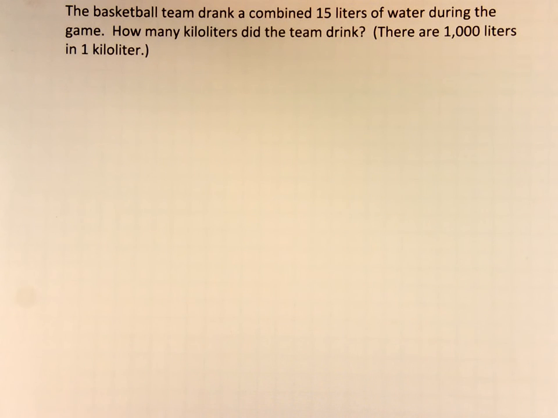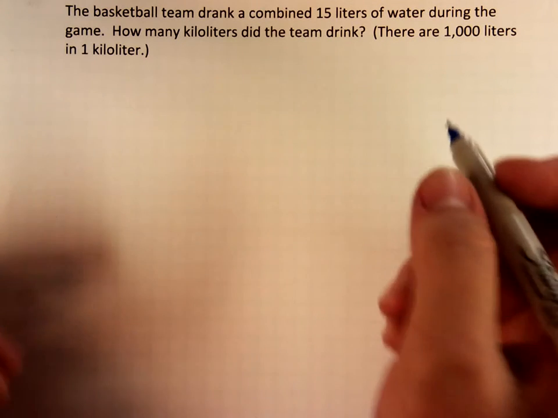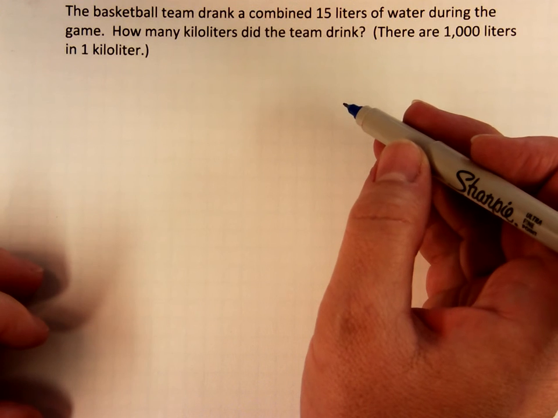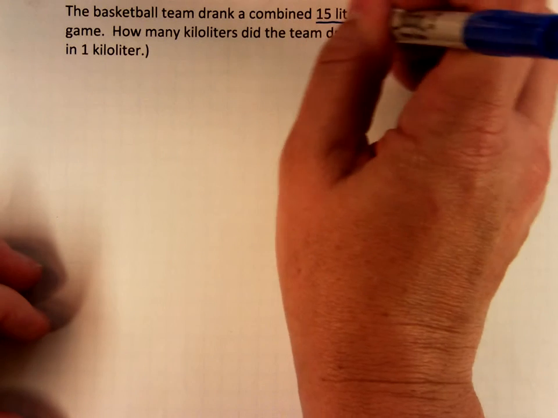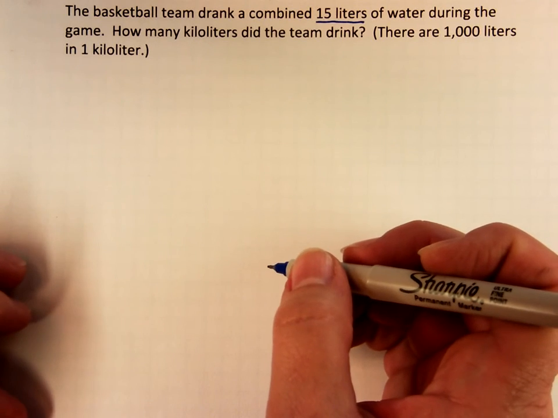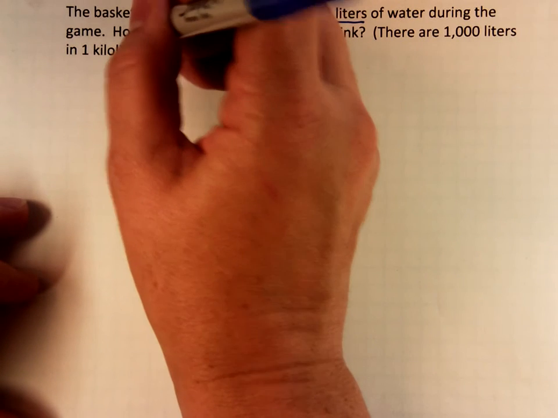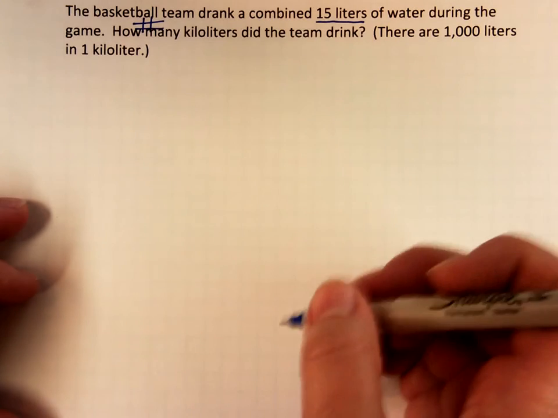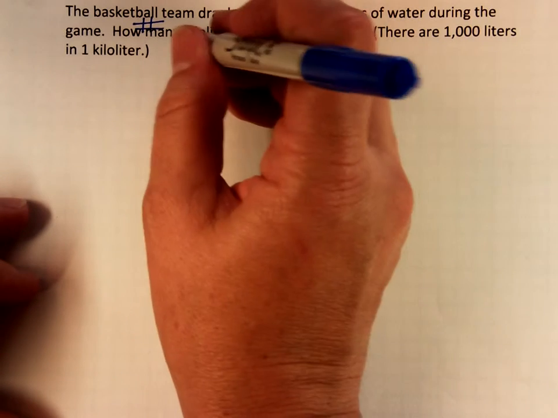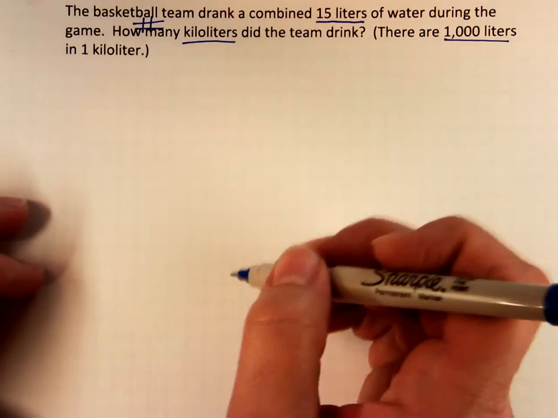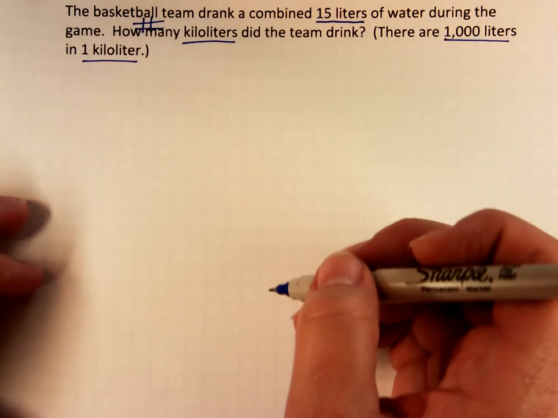Let's reread it. This time I'm going to mark numbers and any type of measurement or unit that I see next to it. The basketball team drank a combined 15 liters of water during the game. How many, I see how many. They're looking for a number. How many kiloliters did the team drink? There are 1,000 liters in 1 kiloliter.